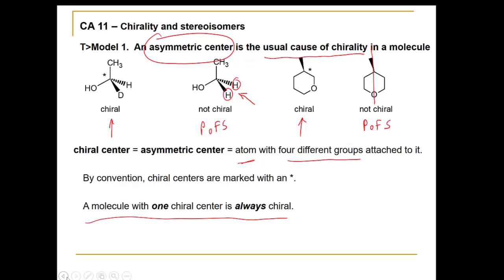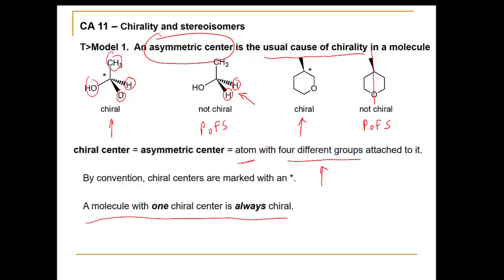Before we go on to the first of the key questions, I just want to emphasize what we mean by 4 different groups. In our structure on the left here, you can see that we have a methyl group, an alcohol group, hydrogen, and then D represents deuterium, which is the heavier isotope of hydrogen. Having an extra neutron in the nucleus is sufficient to make that group different, and indeed that molecule would be chiral.